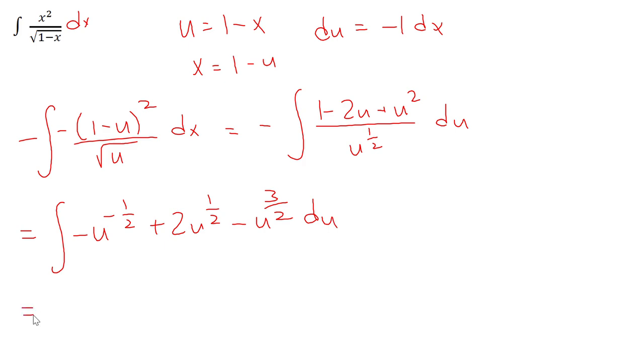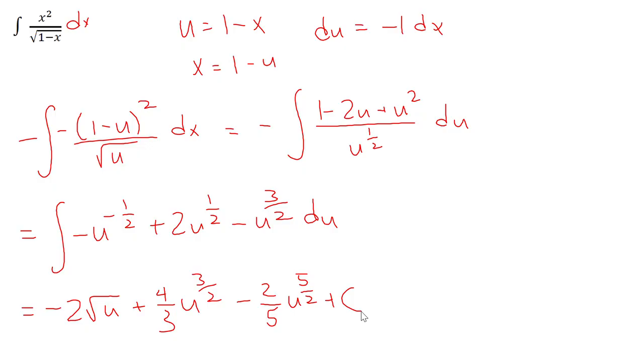We'll integrate all of this. U to the negative 1/2 will go up to be u to the positive 1/2. And then we'll multiply by 2. So we'll have negative 2 u to the 1/2, or negative 2 root u. And then we'll go up to u to the 3/2, and we'll divide by 3/2, so multiply by 2/3, which will be 4/3. And then we will go up to u to the 5/2 and divide by 5/2, which will be multiplying by 2/5. Plus, of course, our constant.